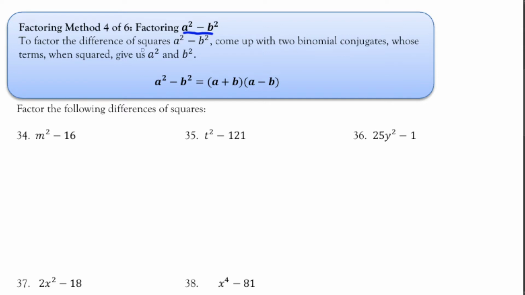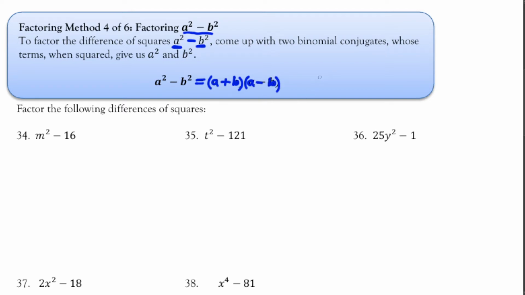Well, if you notice that the two terms you're trying to factor are the difference, there's a minus, and there's two squares, we'll say the first one is a squared and the second one is b squared. It just turns out that a squared minus b squared factors exactly as a plus b times a minus b.